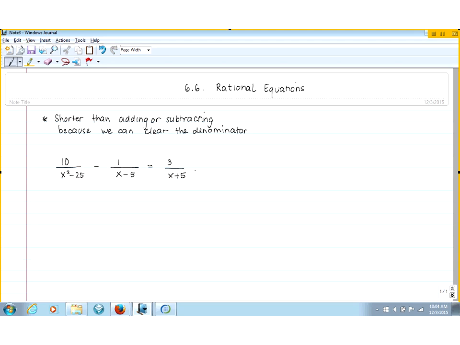Yeah, so this is an example of a rational equation, or equation involving rational expressions.